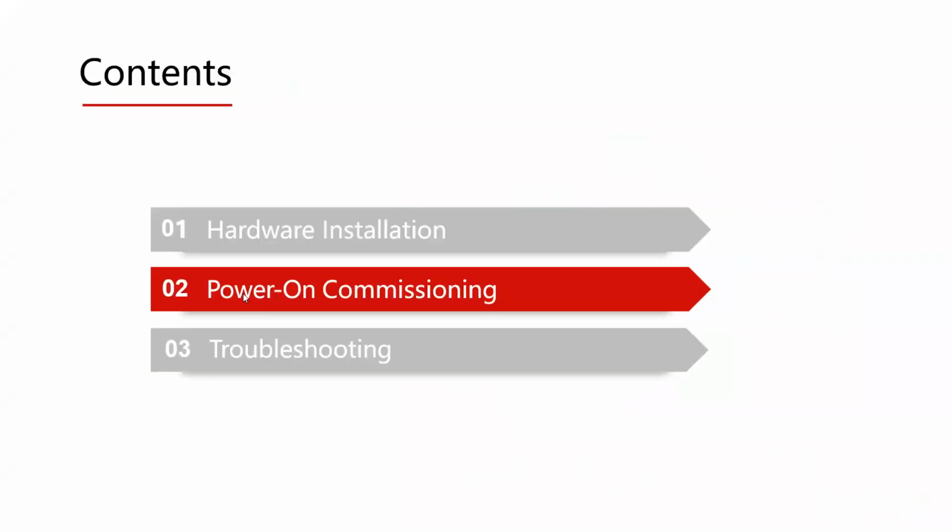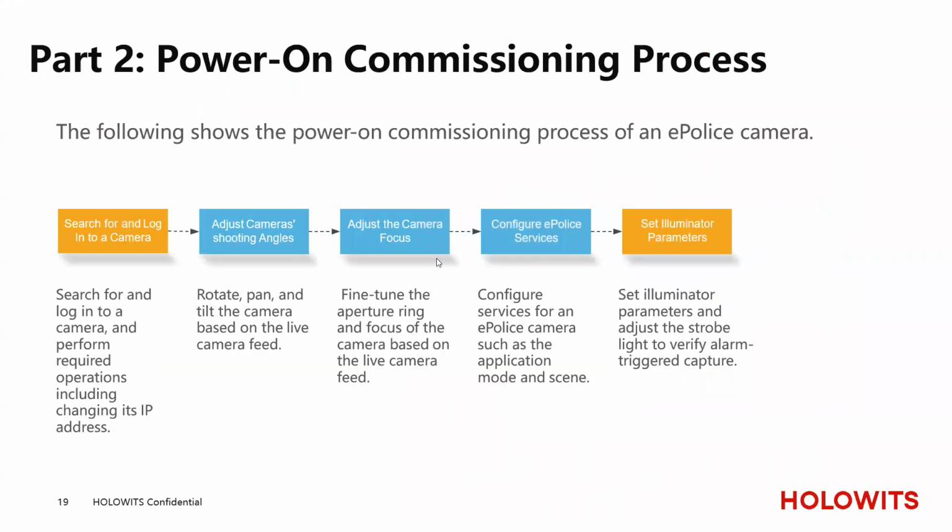The second part is the power on commissioning. So this is the following process of the e-place cameras. Just search for and log into a camera. Adjust the camera's shooting angles, adjust the camera's focus, configure the e-place service, and set the illuminator parameters.